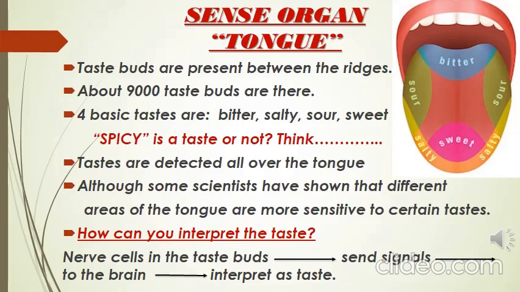Next, how can you interpret tastes? Your nerve cells and the taste buds will send signals towards the brain. Your brain interprets it as a taste, meaning whether the taste is bitter, sour, sweet, or salty.